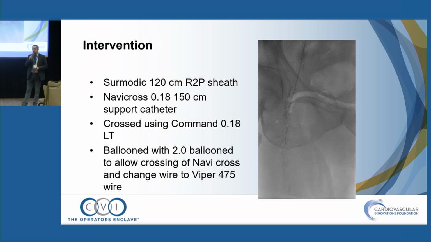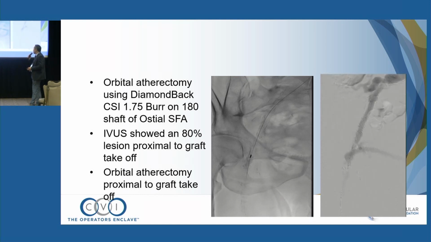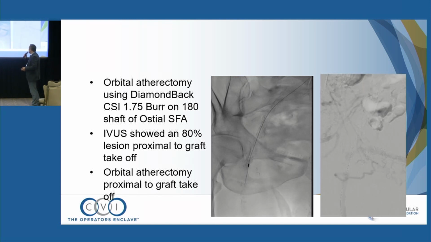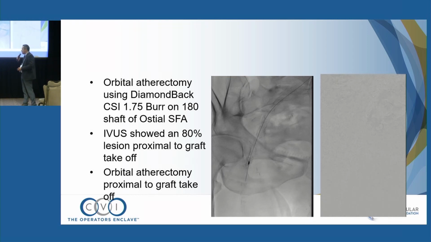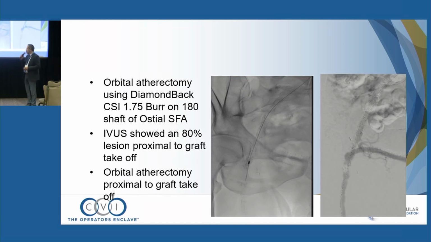Actually, the lithotripsy balloon did not reach, even the M5 plus 135. So we proceeded with orbital atherectomy, and we did the 1.75 burr and a 180 shaft. And what we did is we crossed distal to the fem bypass takeoff, and actually we crossed through the lesion, or just close to the lesion, and very carefully, we delivered multiple runs.